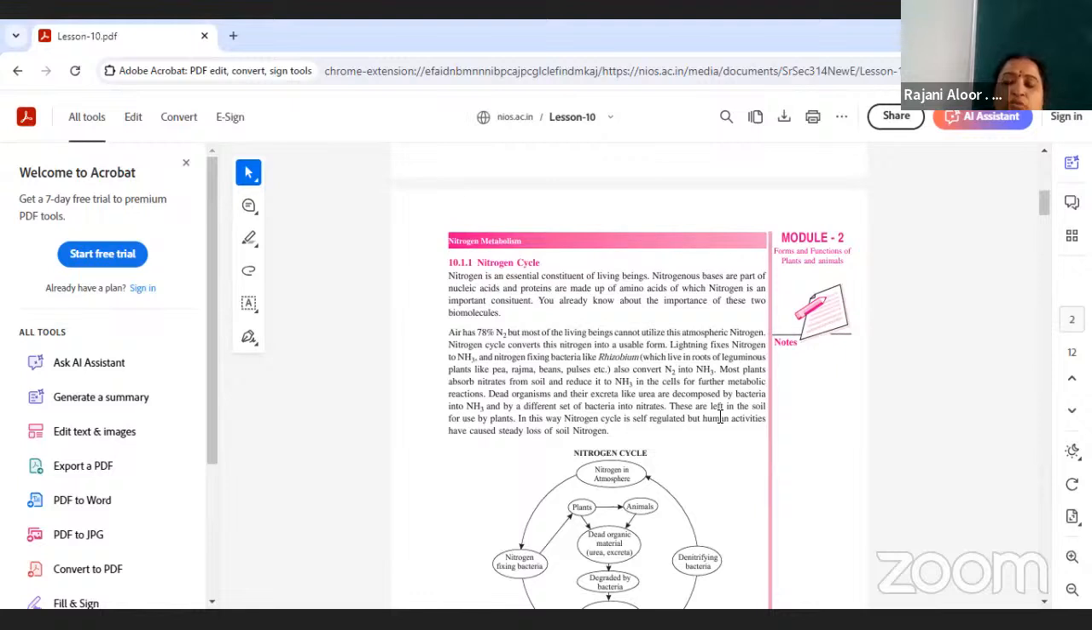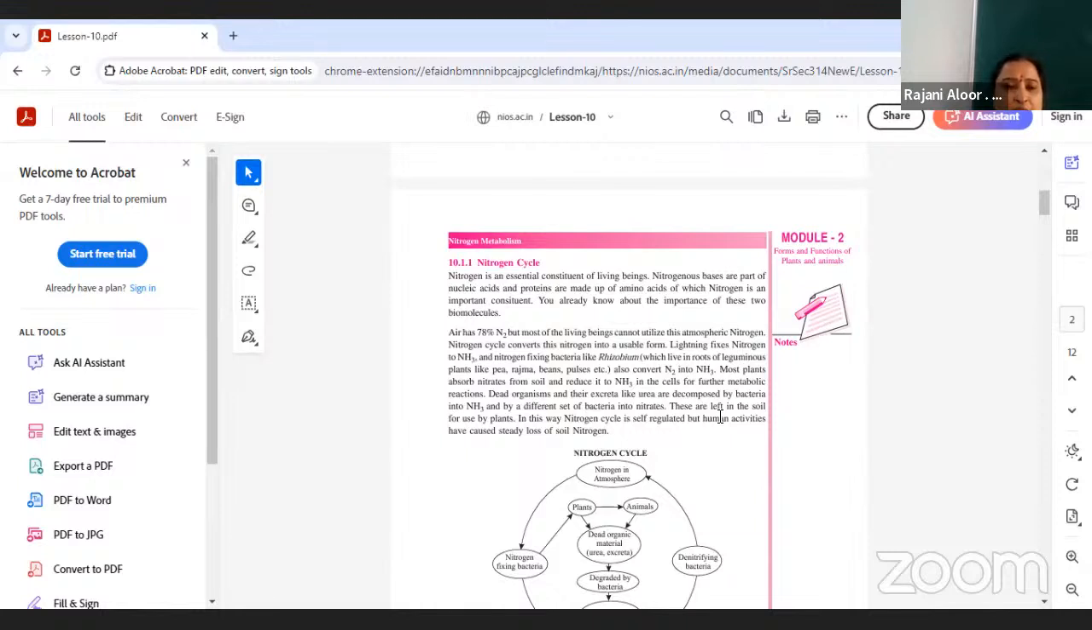There are the following four nitrogen sources. The first source is nitrate nitrogen. Second, ammonia nitrogen. Third, organic nitrogen. Fourth is molecular nitrogen. These are the four sources.